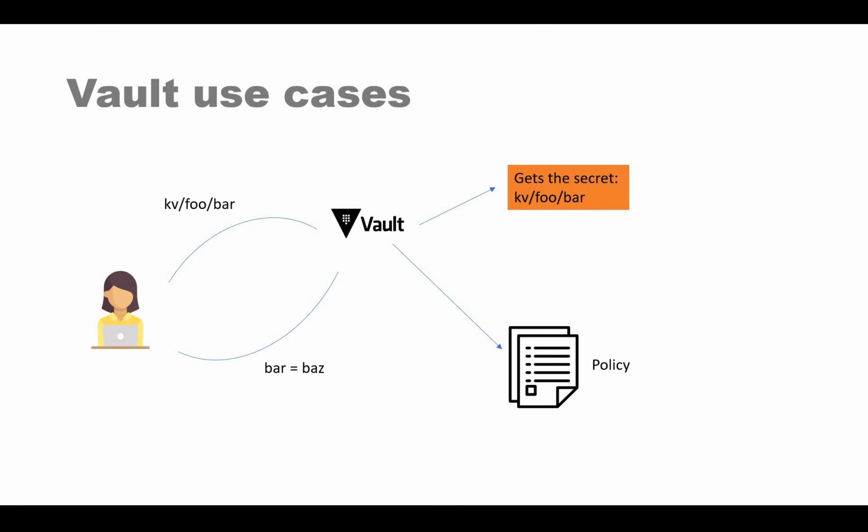So the secret, usually it will be a key-value pair, which will have a secret key and a value. So the bar is the key and the value is bash. So it will get the secret bash and it will be used wherever it wants to use this secret. So this is a simple pictorial representation of how Vault does it for a KV path secret usage.